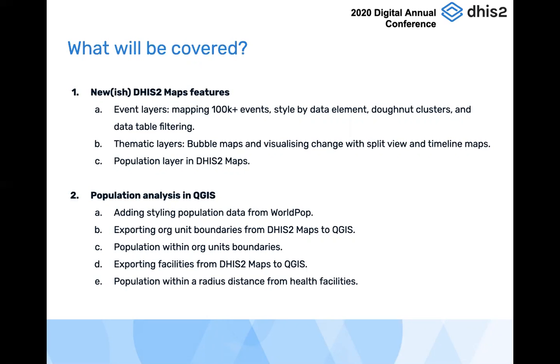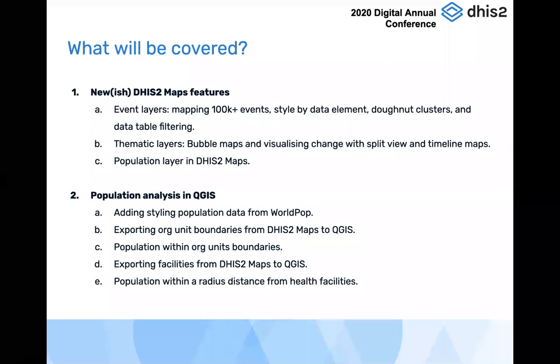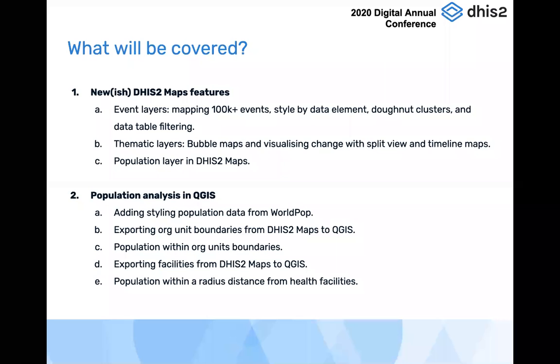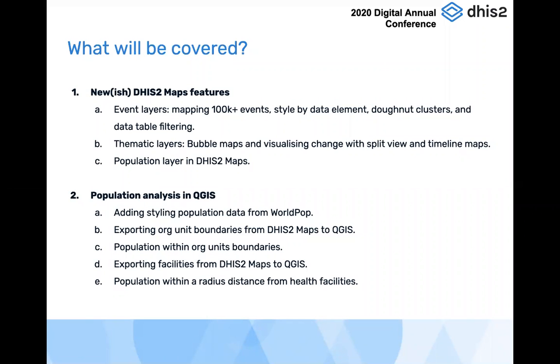And that will lead us over to the next session, where we will do analysis with the same population data in a desktop program called QGIS. What we will do there is export data from DHIS2 and then combine it with population data from a different source, and then measure the population within, for example, your org unit boundaries or around your health facilities, which is a highly requested feature to be able to do.